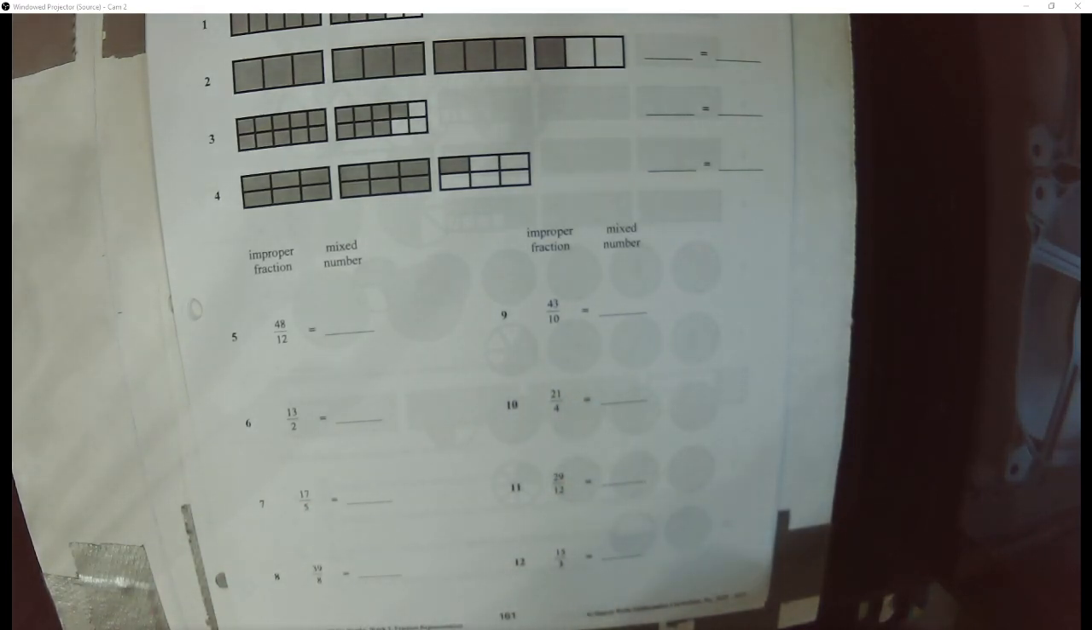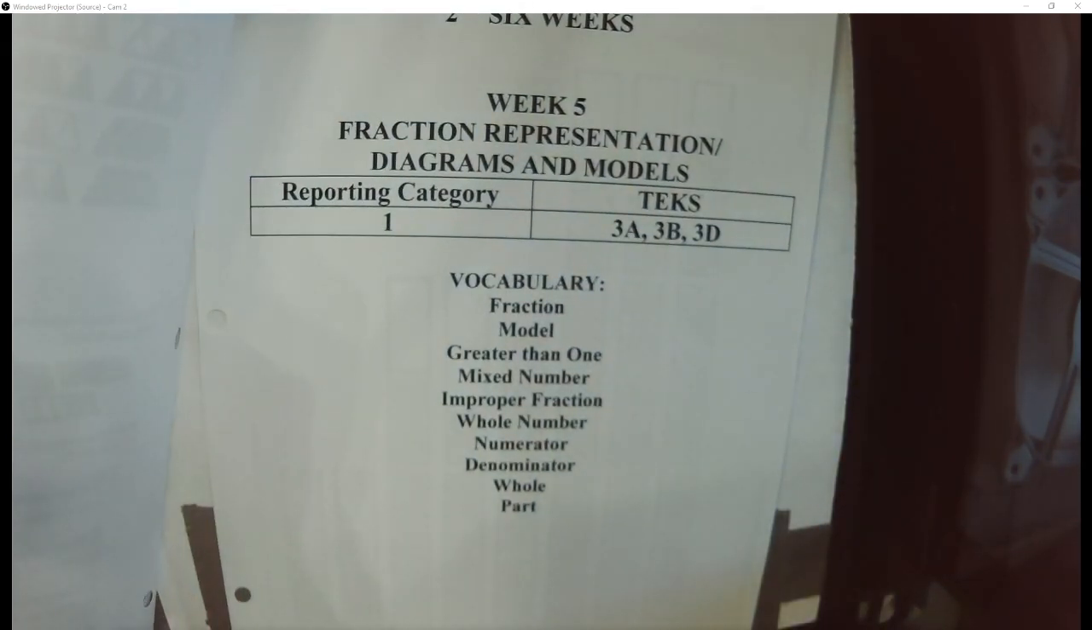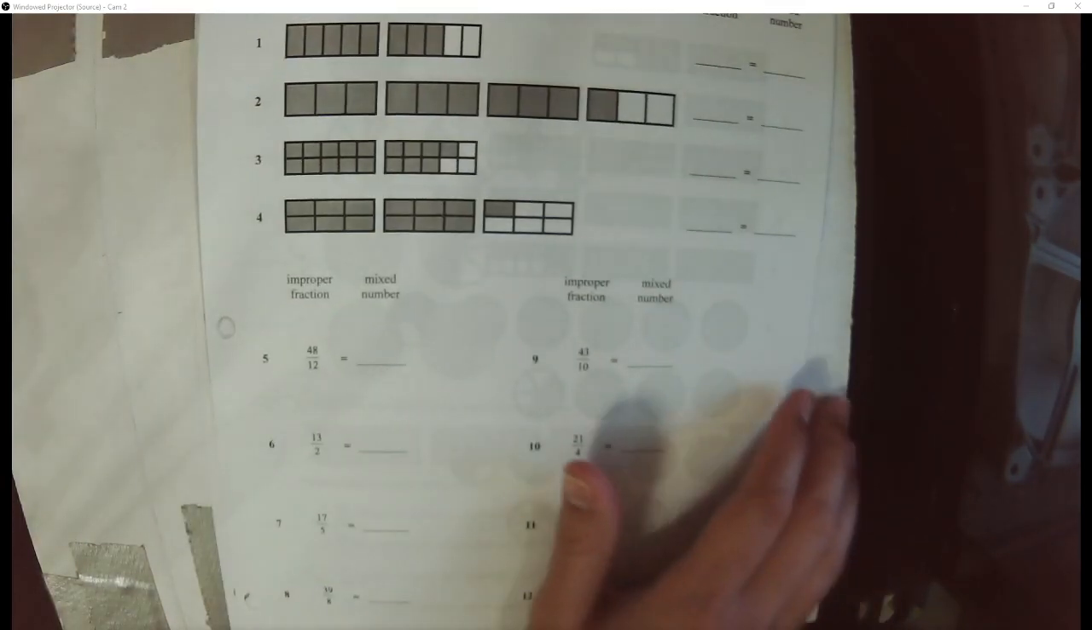Yes, Bella? Where is that page? It's in the math packet. The packet you're looking for says week 5 fraction representation. Okay.